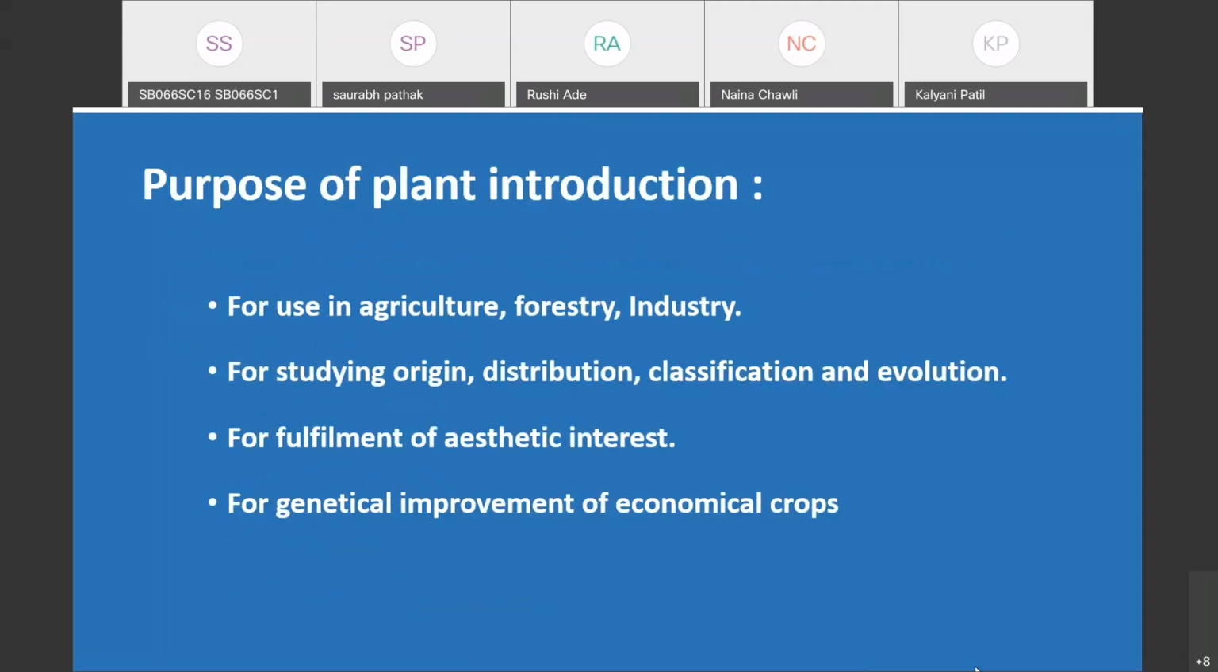We have also discussed in detail the purpose of plant introduction. Number one, for use in agriculture, forestry, and industry. Number two, for studying origin, distribution, classification, and evolution. Number three, for fulfillment of aesthetic interest. And the last one, plants are introduced for the genetic improvement of economical crops. These are the different purposes of plant introduction, which we have discussed in detail in the last lecture.